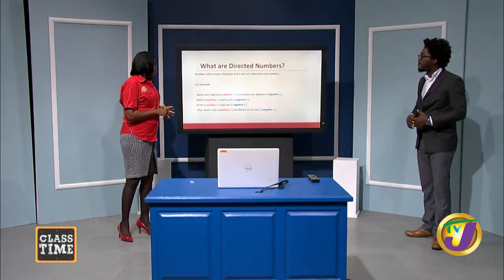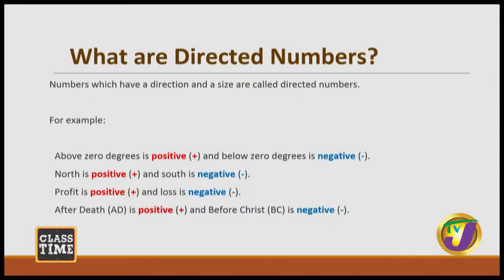All the numbers that we spoke about, they were telling us what direction to move, and they also told us how far or how much we should move. Right. So I'm thinking that directed numbers are numbers that have both a size and a direction. Good. Yes. Now, remember some of the directions that we spoke about?